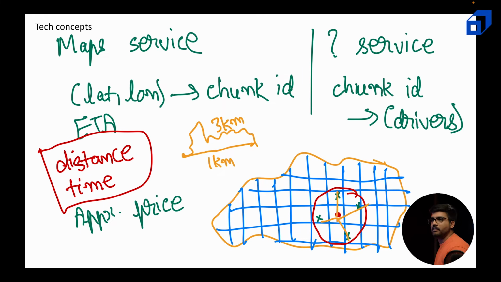Now let's see, for example, if a driver is moving, the driver will keep on sending the location pings to the server. So how is it going to affect the flow?